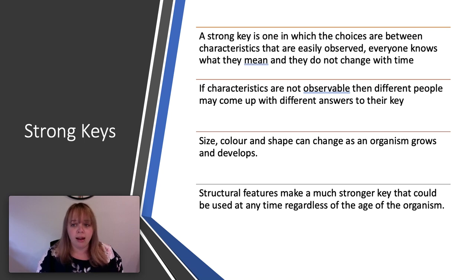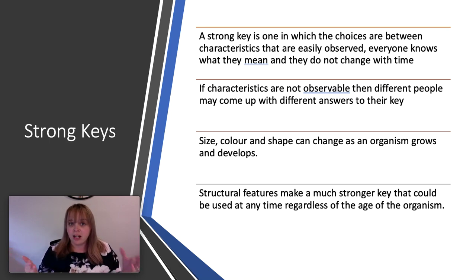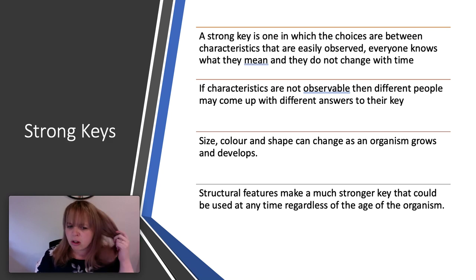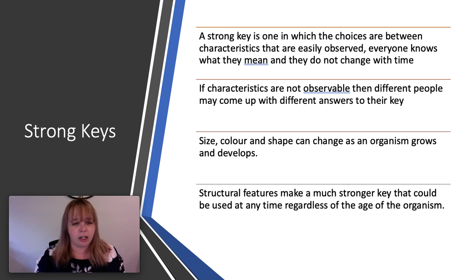So a strong key is one in which the choices are easily observed. Everyone knows what they mean and they don't change with time. So, for example, at the beginning of the year, my hair was blonde. I also didn't have a fringe. If you were trying to sort out teachers into a key, using hair colour might not be a great choice to make because I can change it. So it's changed over time. Although it's something that you can easily observe and people know what my hair colour means, it changed with time. So it's not a great feature for me to use.